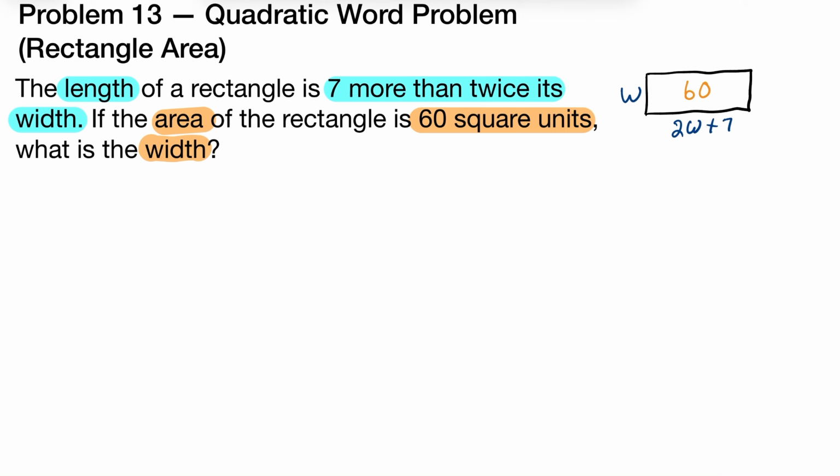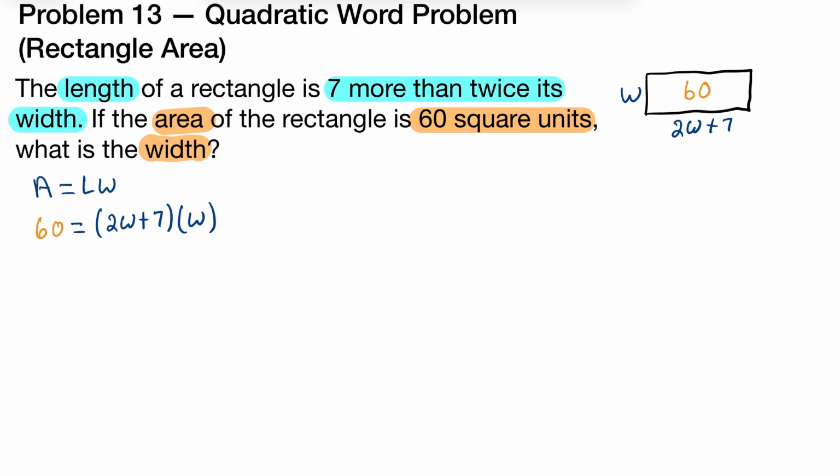Now we can use the formula for a rectangle, which is area equals length times the width, and I will write that right below the word problem. Area equals length times the width. Let's fill in our values from the rectangle. We see that area is 60. That is equal to the length, which is 2w plus 7, times the width, which is w.